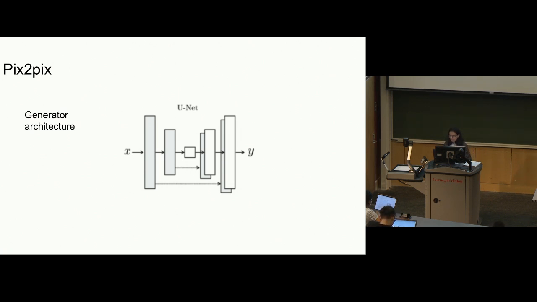So the patch scans the image and makes a prediction whether it's real or fake, and then the mean of this is optimized.